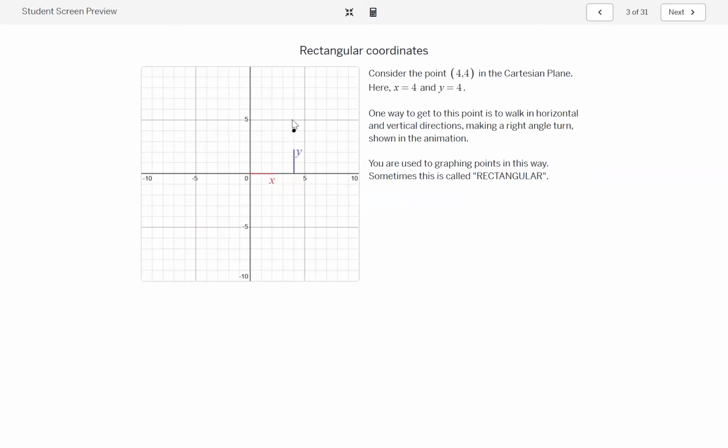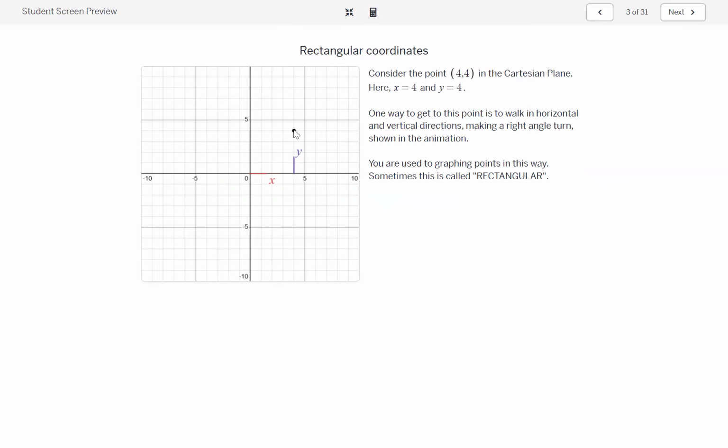So here's our normal way of moving to a point. We start at the origin, and when we move to the location (4, 4), that means move 4 on the x-axis and then move 4 in the y direction. And that puts us at a point in quadrant 1.